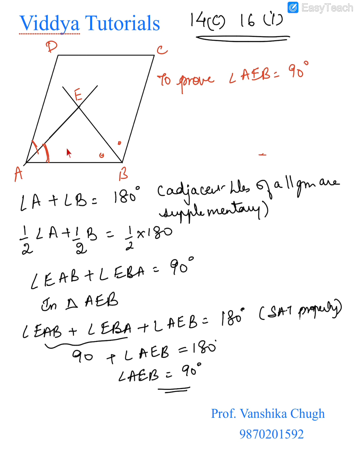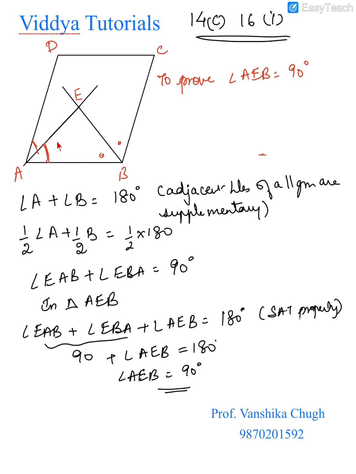So bisectors of the adjacent angle intersect at 90 degrees, means I have to prove that AEB is 90. You can write down the information. AE is the bisector of angle A and BE is the bisector of the angle B. I have started with angle A plus angle B is equal to 180, which are adjacent angles of a parallelogram are supplementary. Then half of angle A plus half of angle B is equal to half into 180. I have just multiplied the whole thing by half.